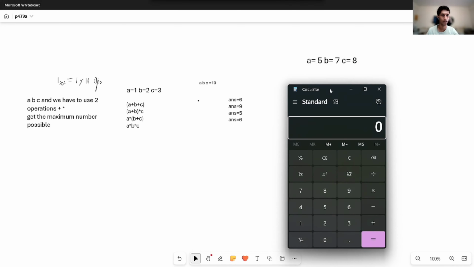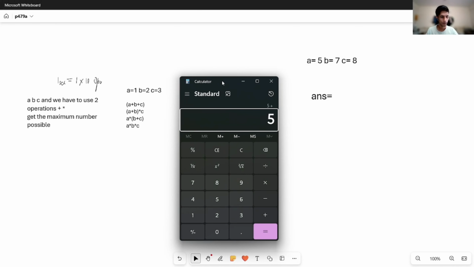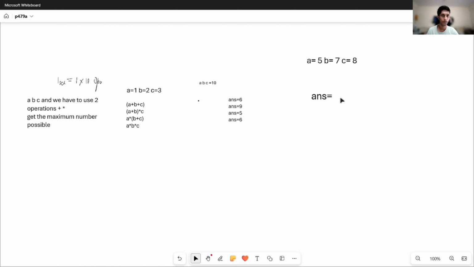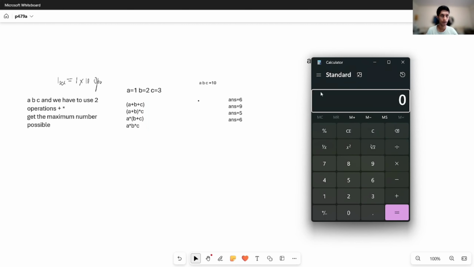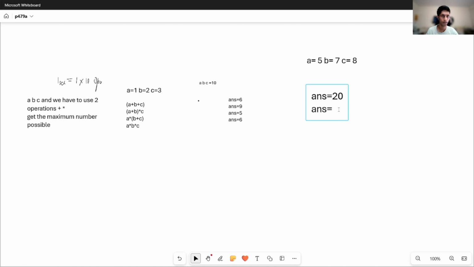Let's take out the calculator. It will save our time. For the first, we're getting 20. Okay, and for the second one, we are getting 12 into 8, which will be 96.